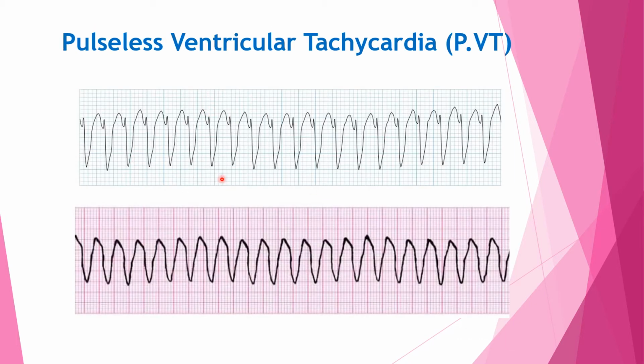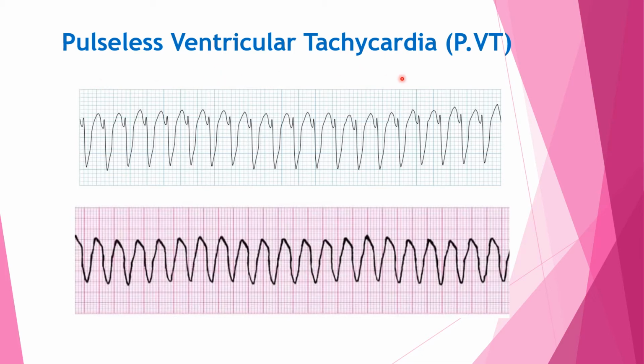If I see this rhythm on the monitor, I will say this is ventricular tachycardia. This one also, same, ventricular tachycardia. Look, same shape for the QRS. No P wave, no PR interval because no P wave. Why the wide QRS? But if there is no pulse, this will be pulseless ventricular tachycardia.